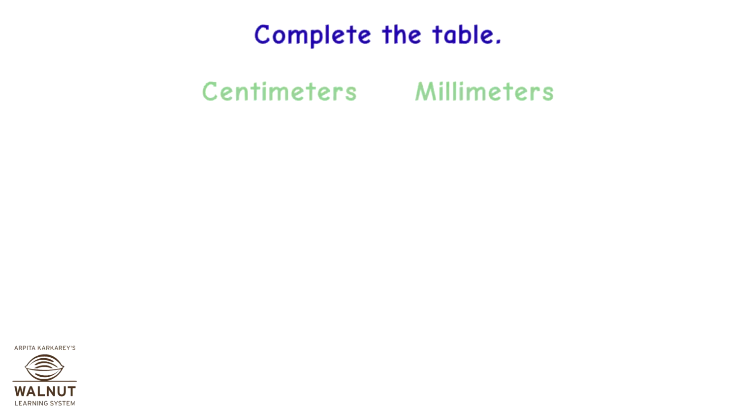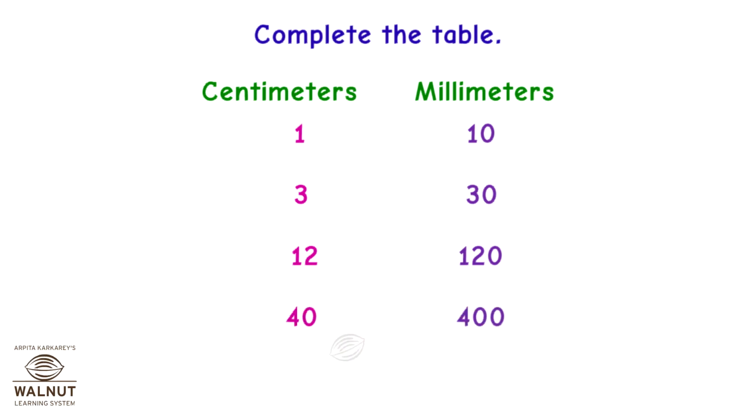Complete the table. Centimeters, millimeters. 1 centimeter is equal to 10 millimeters. 3 centimeters is equal to 30 millimeters. 12 centimeters is equal to 120 millimeters. 40 centimeters is equal to 400 millimeters. 145 centimeters is equal to 1450 millimeters.